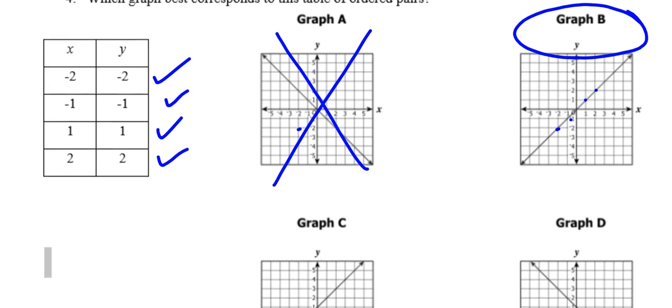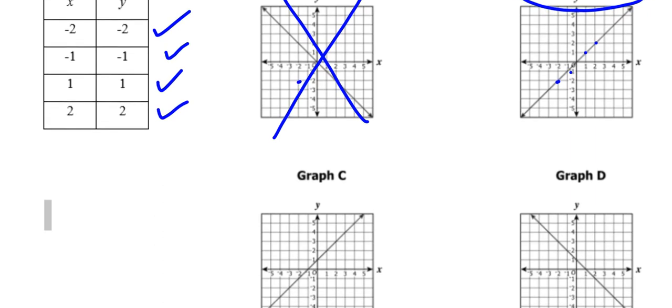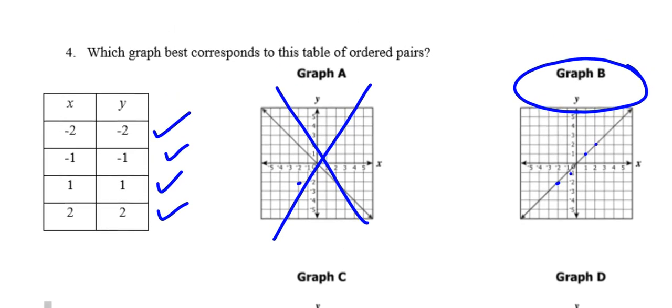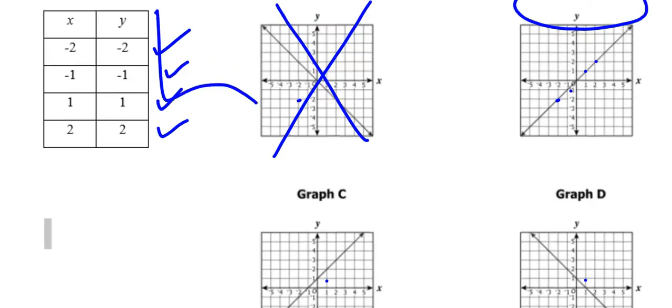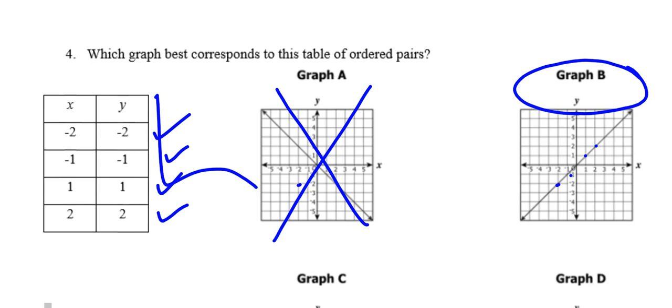But you should have checked some of the other ones, like 1, 1. It's not there, so it's not going to work. 1, 1 over here, it's not going to work. So with tables and graphs, probably the easiest way to figure out which one works is just by plotting the points into the graphs and seeing if they're there.